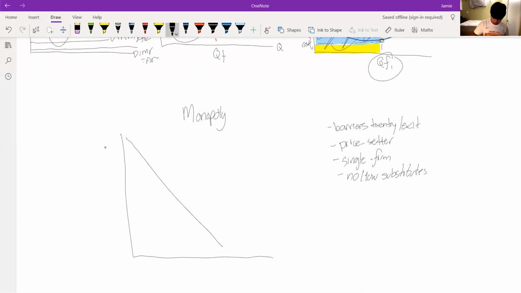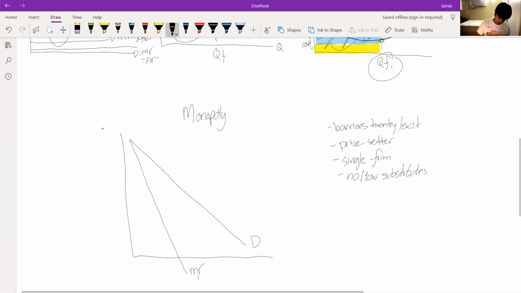So this one's fairly straightforward. The demand is downward sloping. Let me redraw that demand curve. Marginal revenue is twice as steep as the demand curve. The reason why it lies below the demand curve is because if this monopoly wants to charge a higher price to an additional unit, because it cannot price discriminate, it has to lower the price of the previous units. And so that is a loss of revenue. And so the marginal revenue will lie below the demand curve.